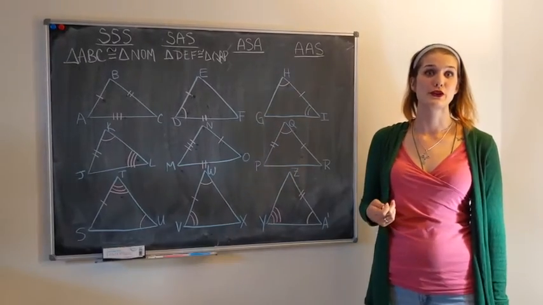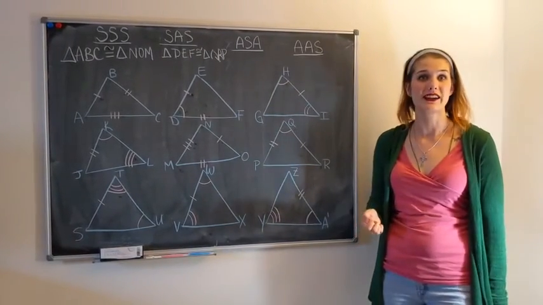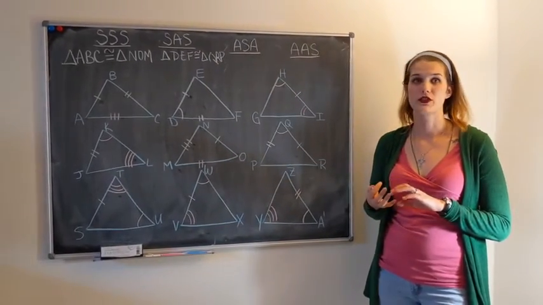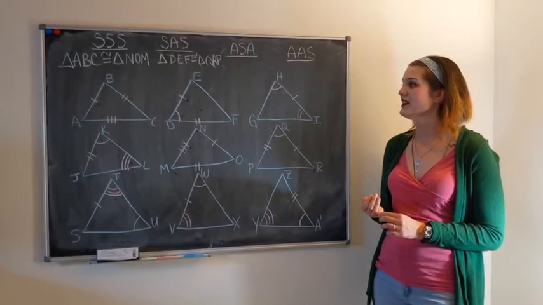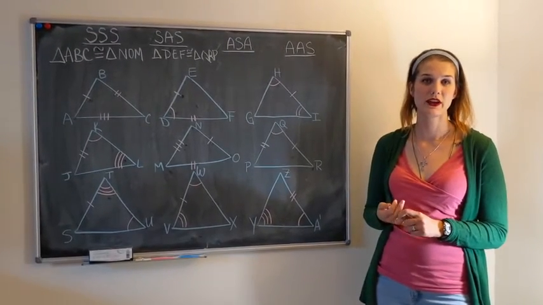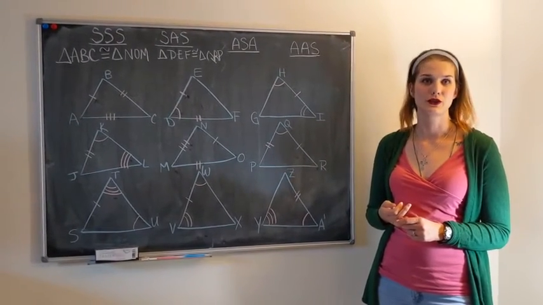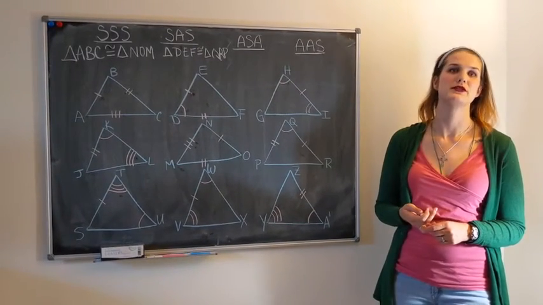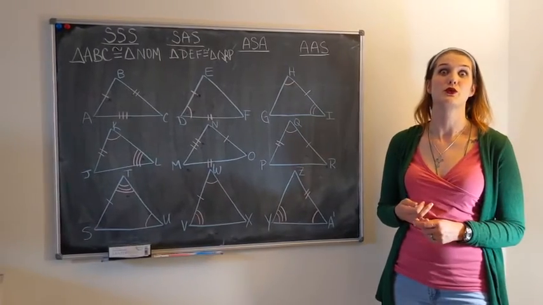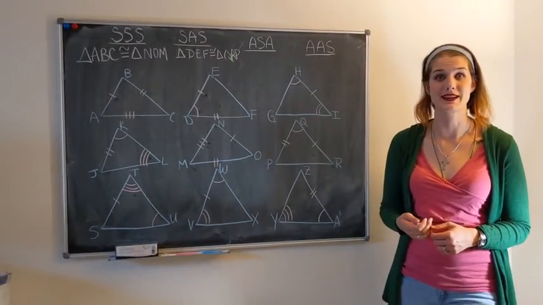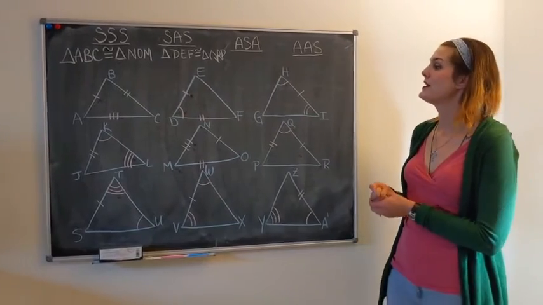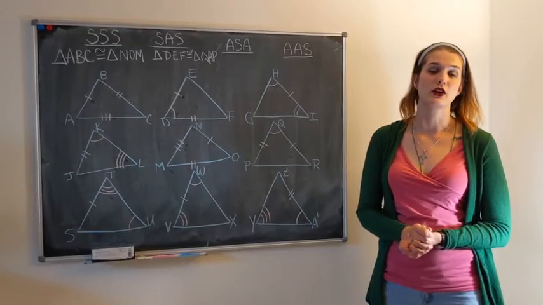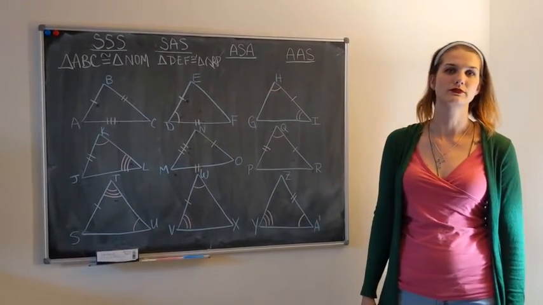Now for our third congruence criterion, which is angle side angle, abbreviated ASA. For this criterion, we need to know two pairs of angles that are congruent between the two triangles, and the side in between those two angles needs to also be congruent to the corresponding side in the other triangle. So take a moment, looking at this set of triangles, and try to find two that we can say are congruent using angle side angle.